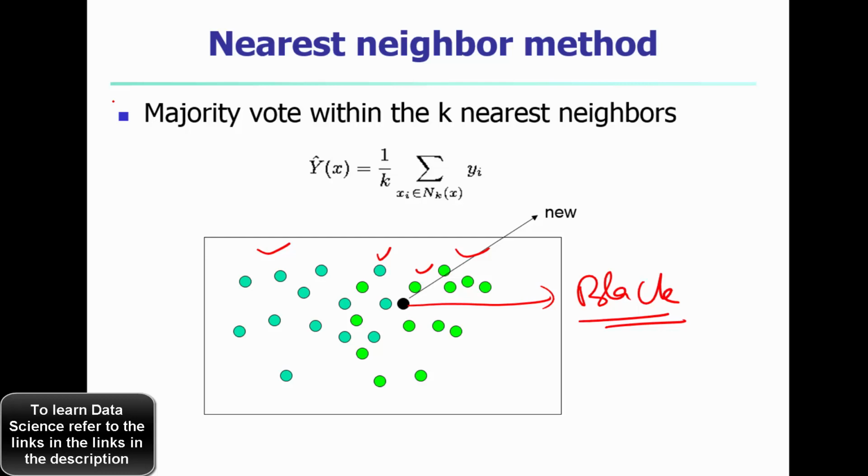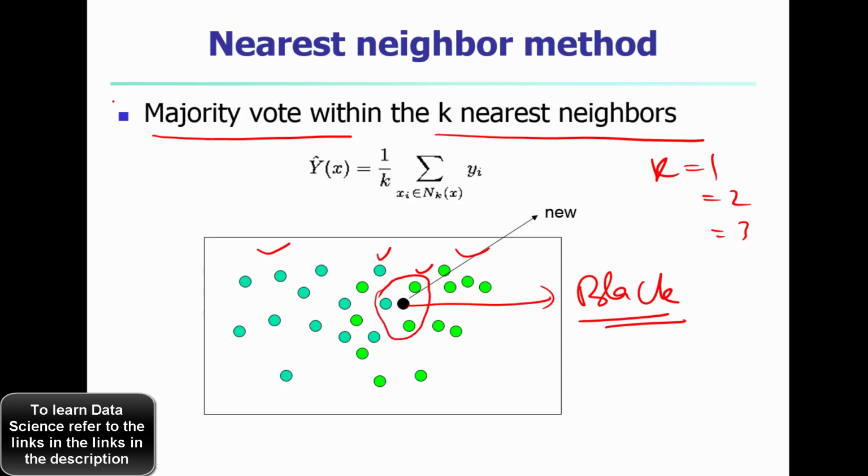So we take a majority vote within the k nearest neighbors. K could be anything. It could be 1, 2, 3, or even more than 3. So we'll take the k nearest neighbors to this test, or the new circle, and we'll take a majority count. Suppose these three are the closest circles to the new circle, which is the black one, and k here is 3. So what is the majority?